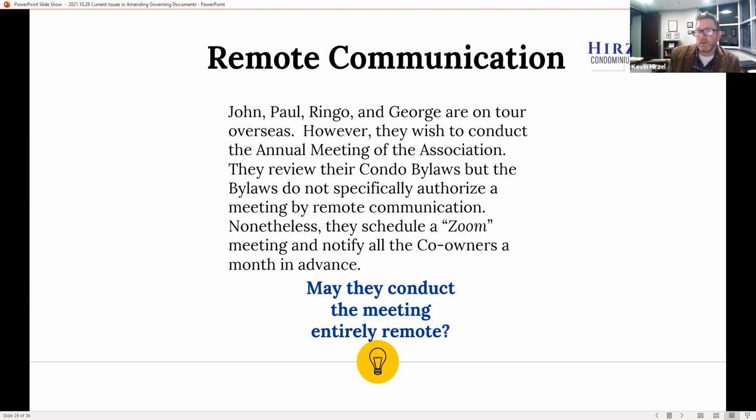If your documents do not permit you to conduct an action without meeting, then it is likely invalid for you to have conducted it that way. Action without meeting requires authority under the bylaws, and meeting by remote communication does not. And one of the reasons for that is that a meeting by remote communication is for all practical purposes considered in person.